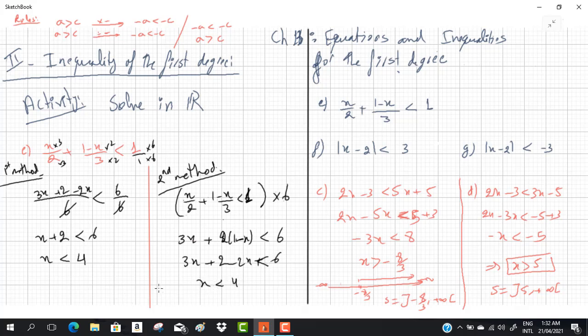And in both cases, if I represent it on the number line, x less than 4 is dotted and to the left, so the solution is minus infinity to 4. Both are open bounds, because we don't have or equal at 4, and infinity is always open.